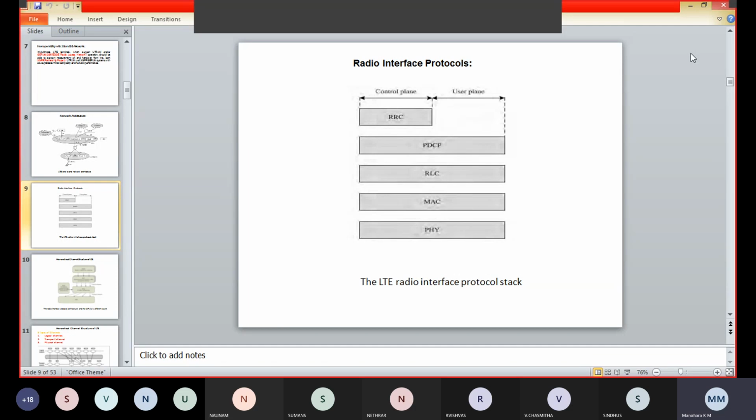So the main functions of this radio link control are segmentation and concatenation of data units, error correction through the automatic repeat request, that is ARQ protocol, and in-sequence delivery of packets to the higher layers. This layer mainly operates in three modes, that is TM mode, UM mode and AM mode. TM mode is the transparent mode.